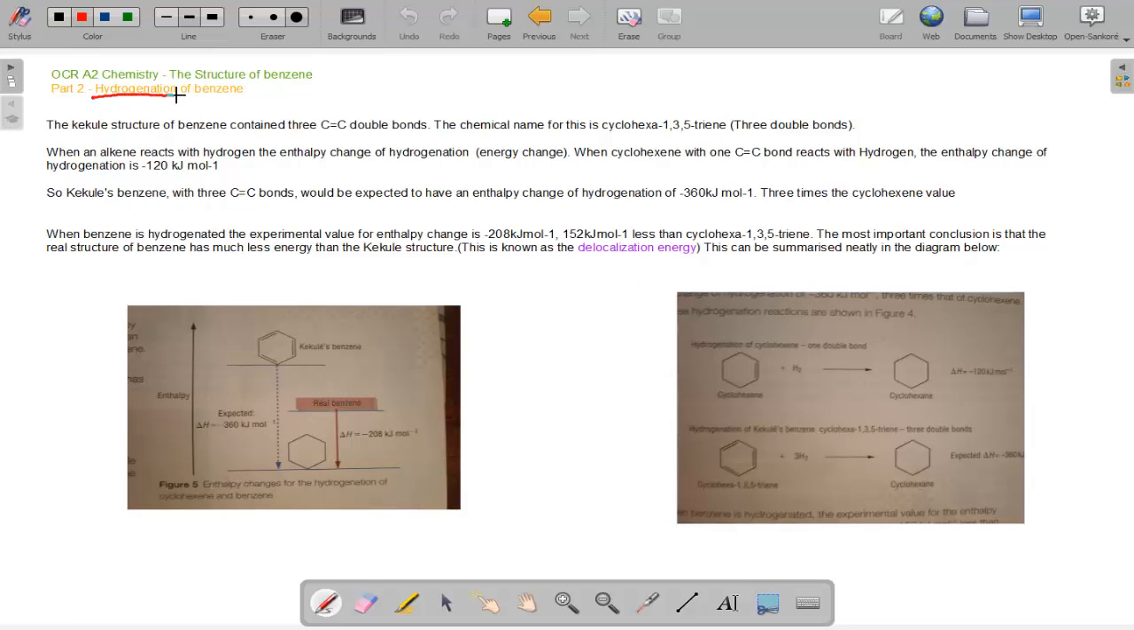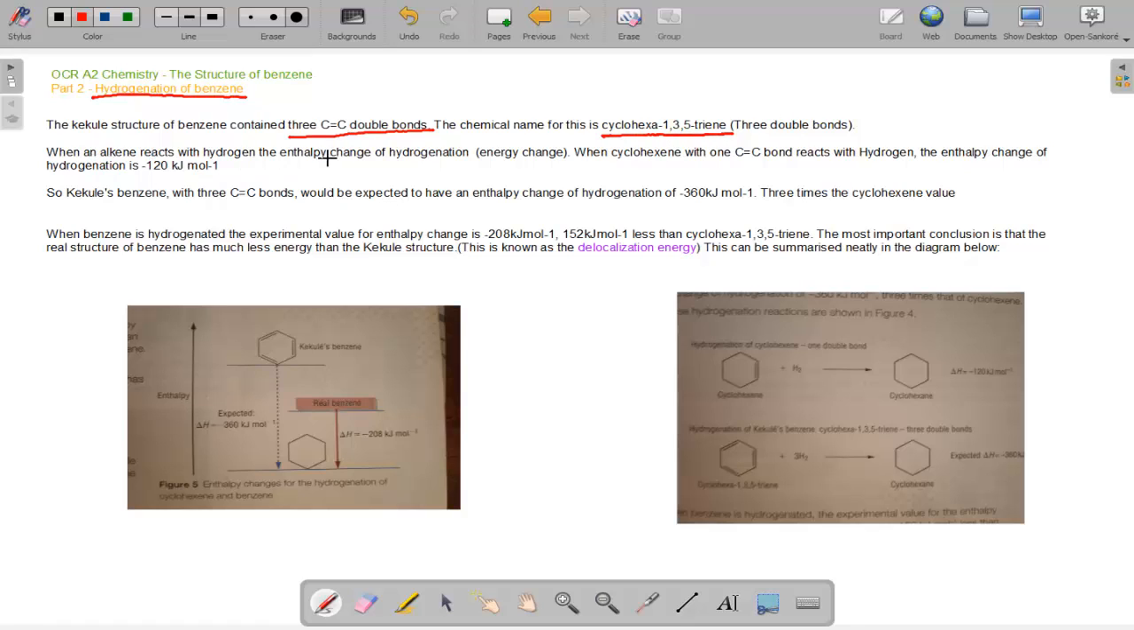So now we're going on to the hydrogenation of benzene, the actual chemistry behind this. The Kekule structure of benzene contained 3 carbon-carbon double bonds. The chemical name for this would be cyclohexa-1,3,5-triene, or 3 double bonds.